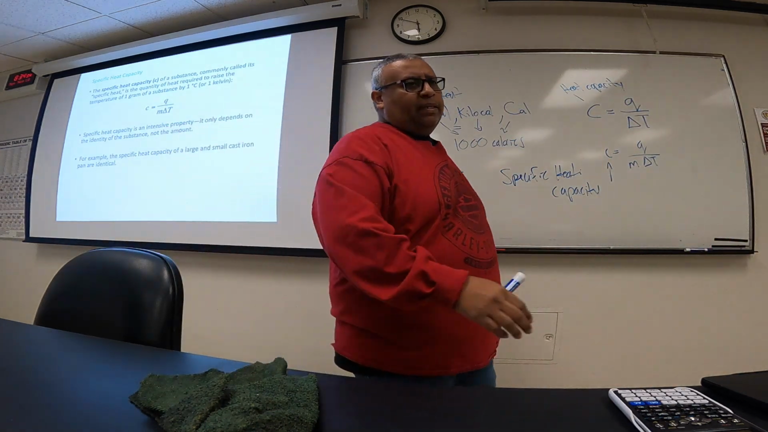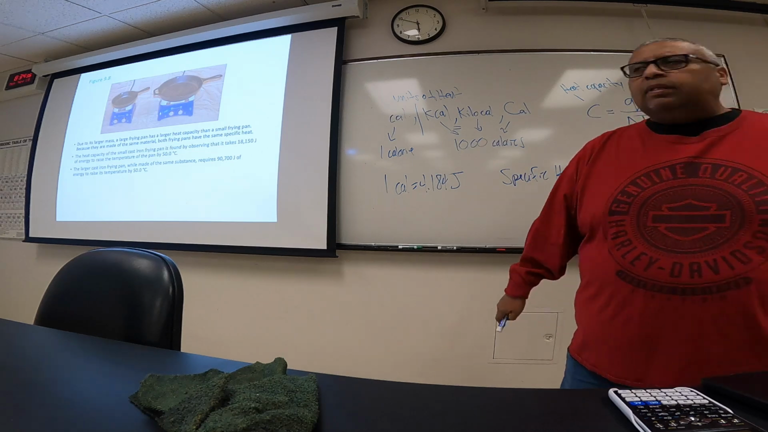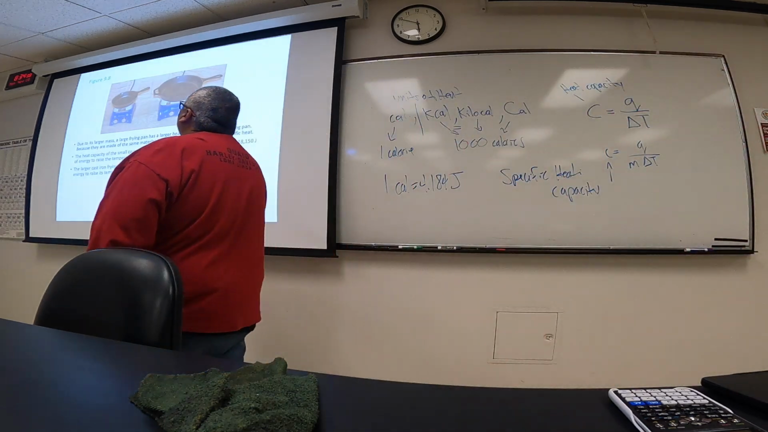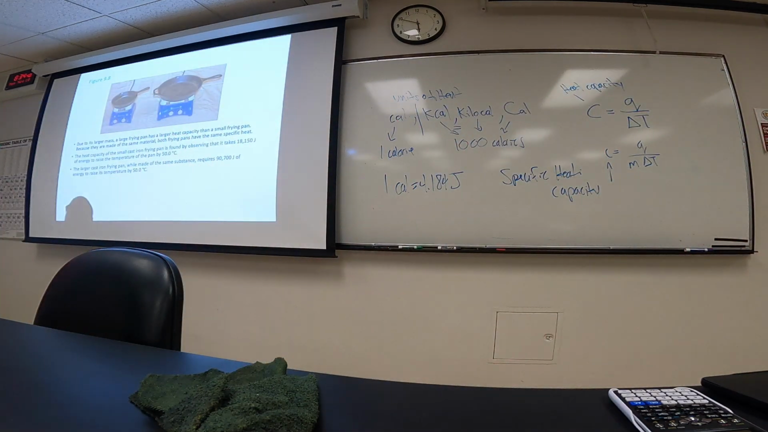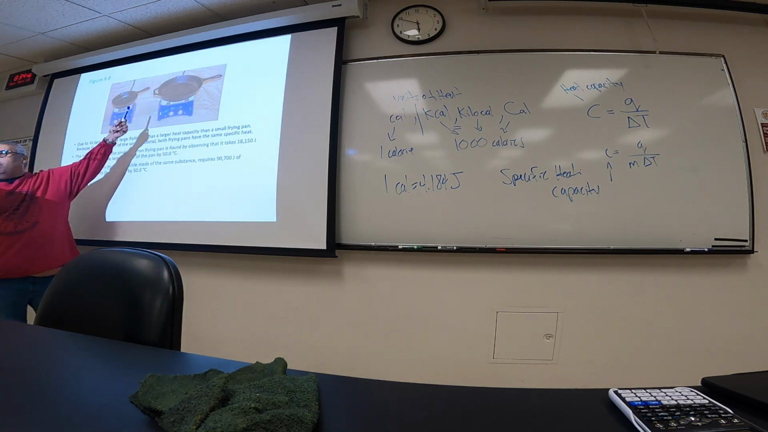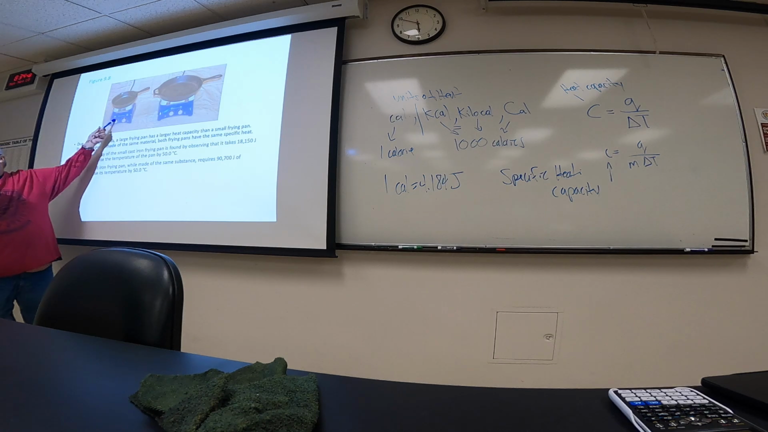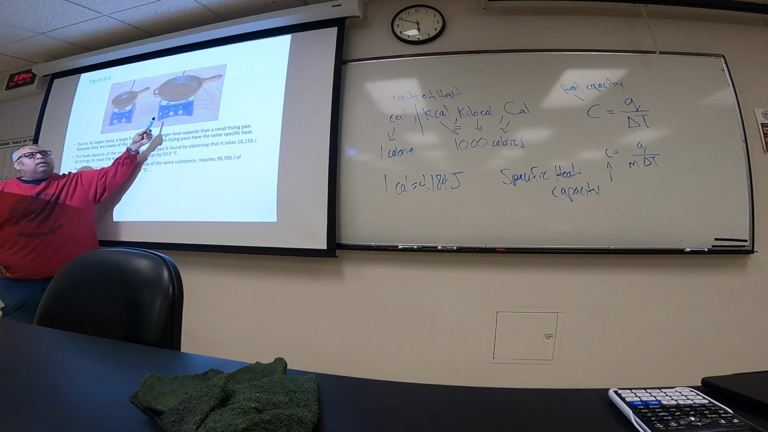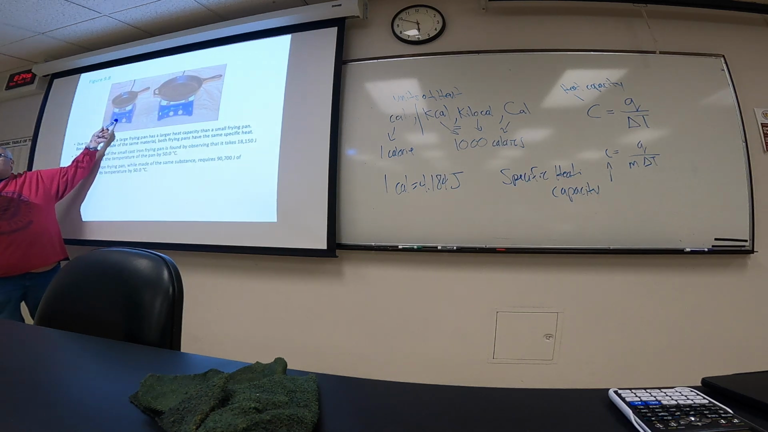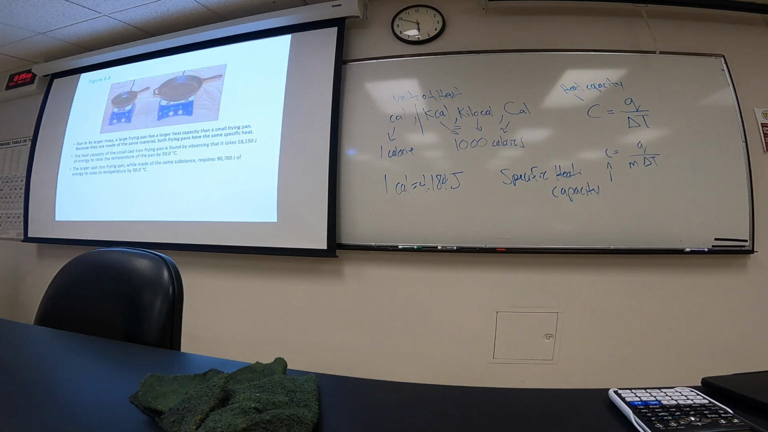And we're going to take an example here, this little pan. A large pan versus a small pan. Due to the larger size of the large pan, the heat capacity here is greater than this heat capacity here. But the specific heat for this pan is the same as the specific heat for this pan. The heat capacities are different. So let's actually take a look at that.